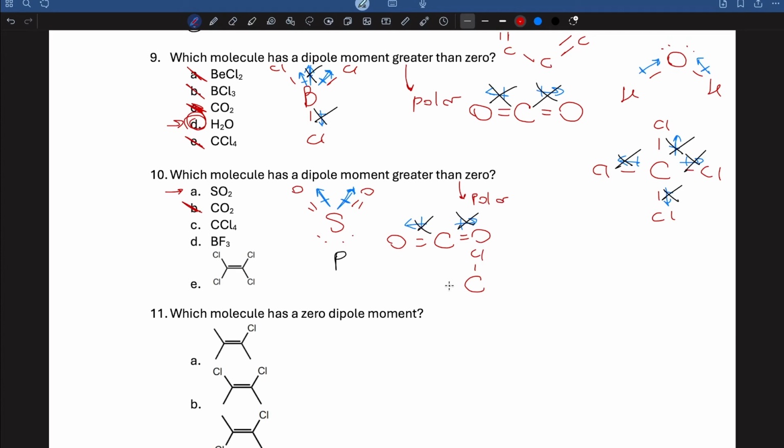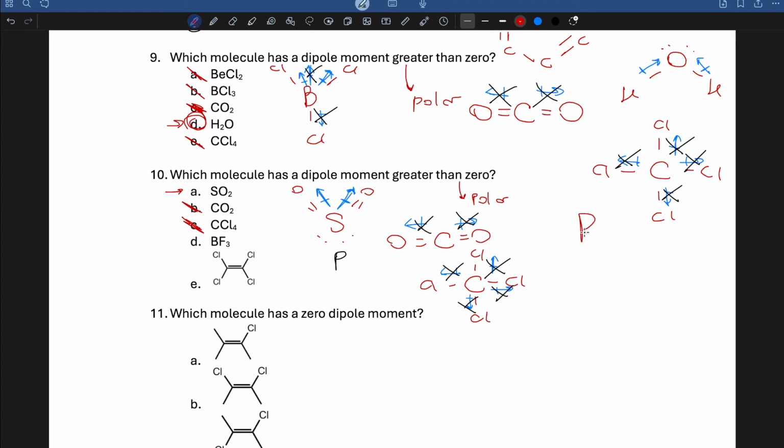CCl4, so draw this again. These bonds all go away from carbon toward chlorine. And so these left and right do cancel each other out. Up and down do cancel each other out. And so this molecule is still overall nonpolar.